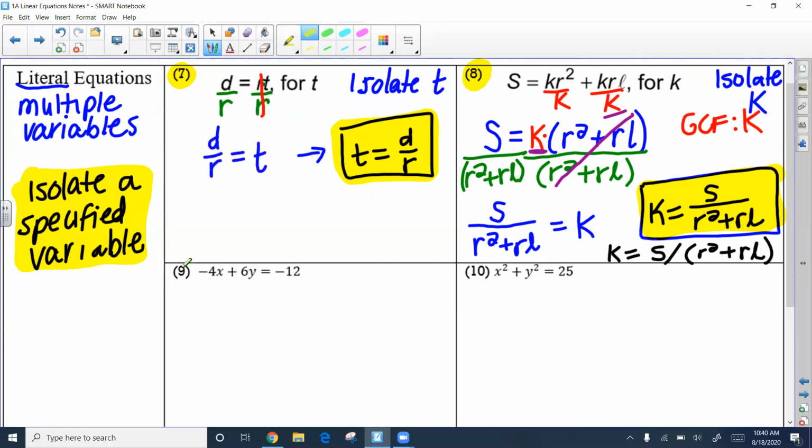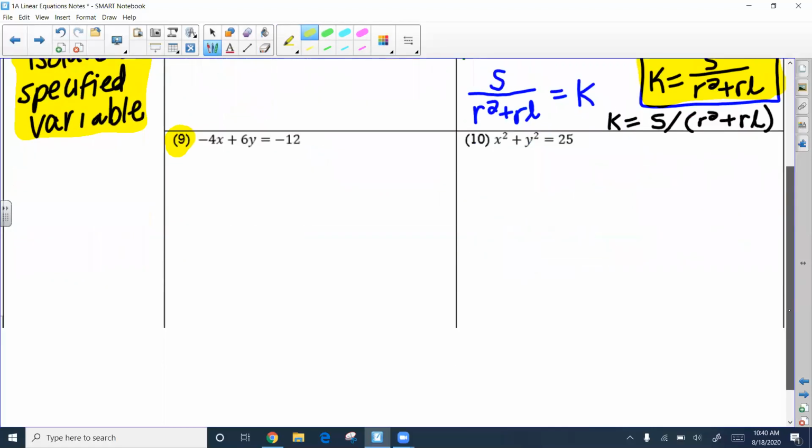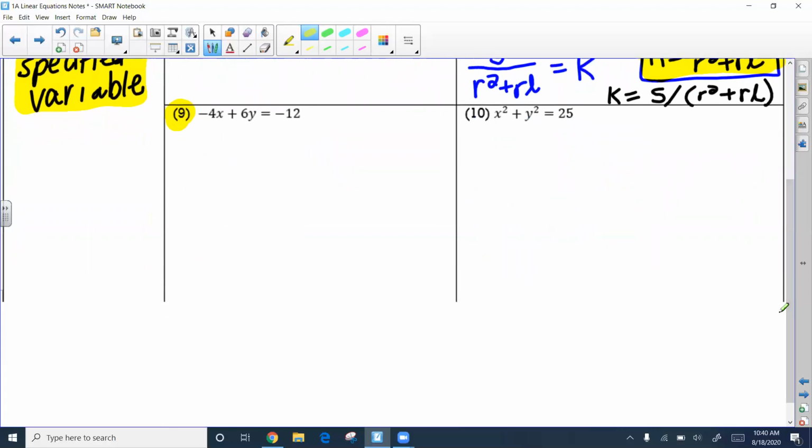All right, so let's look at number 9. So write 9 down in your notes. On number 9, we have negative 4x plus 6y equals negative 12. And I did not write down what variable to solve for. So I'm going to tell you now, we're going to solve for y. So that means if you see the words solve for y, we're trying to isolate the y or get the y by itself.